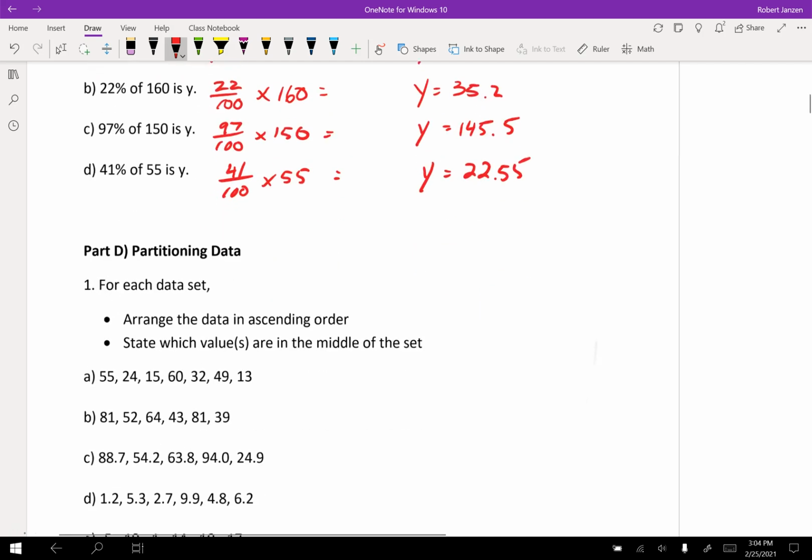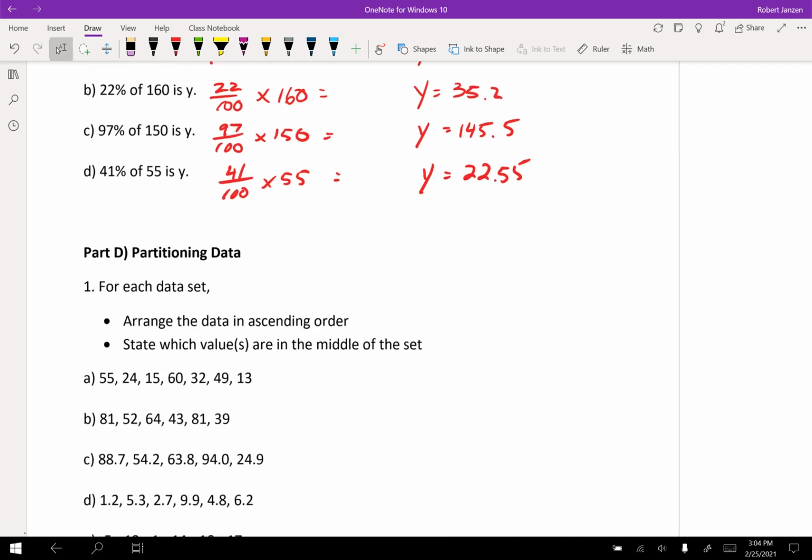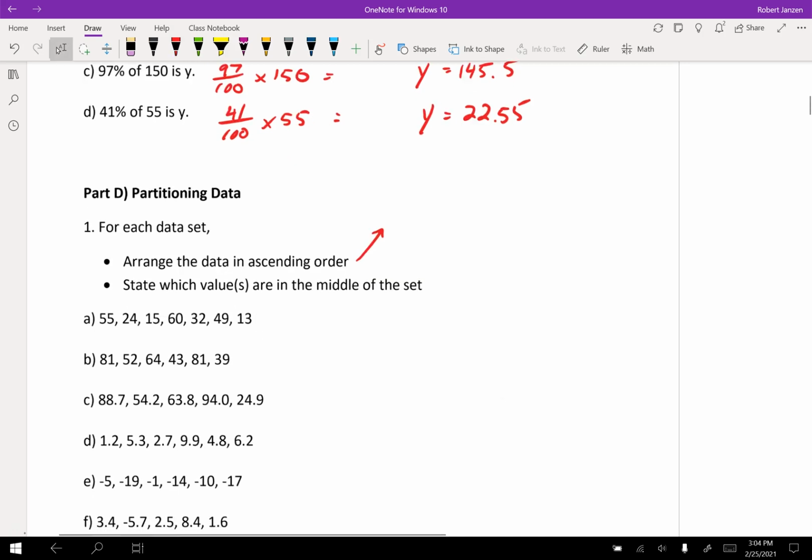Next, partitioning the data. In each set of data, arrange the data in ascending order. Ascending means getting bigger. So if we look at these numbers, we want to go from smallest to greatest. I'm going to cross them off as I write them down so it's easier for me to see that I've covered each one. So if I do this, I get that list.